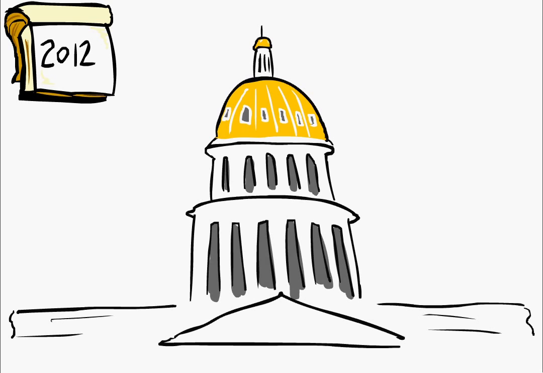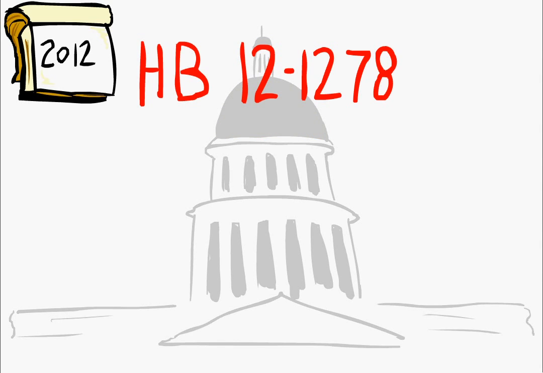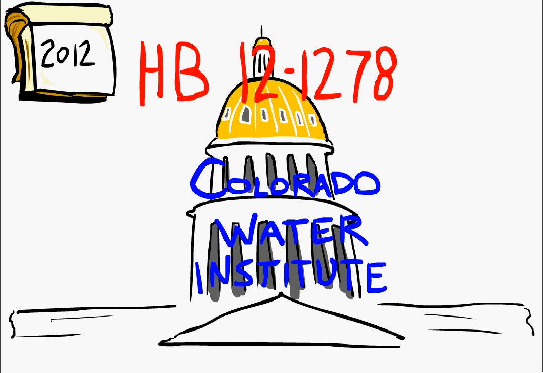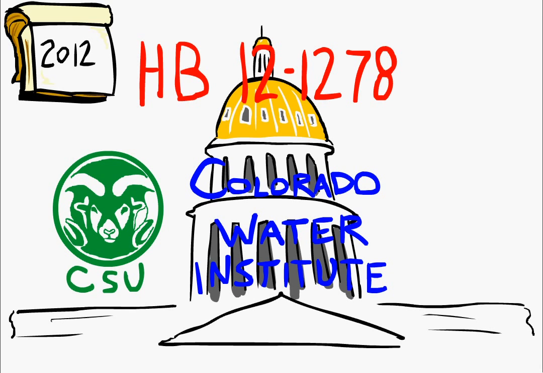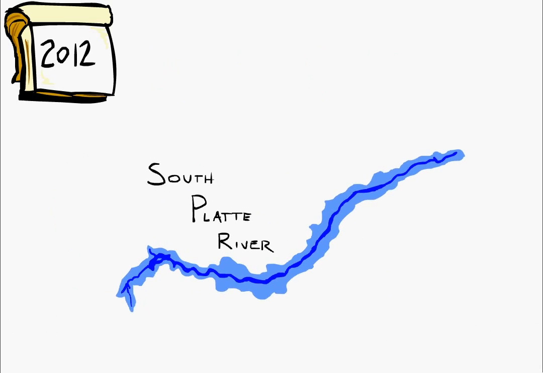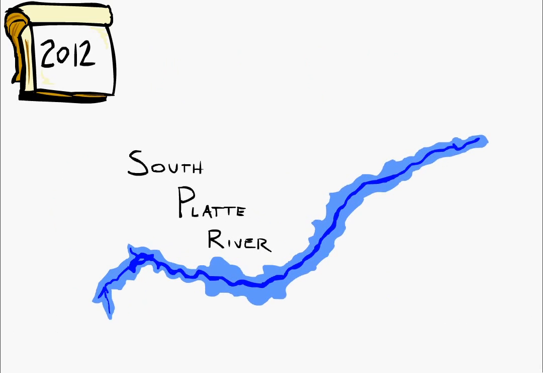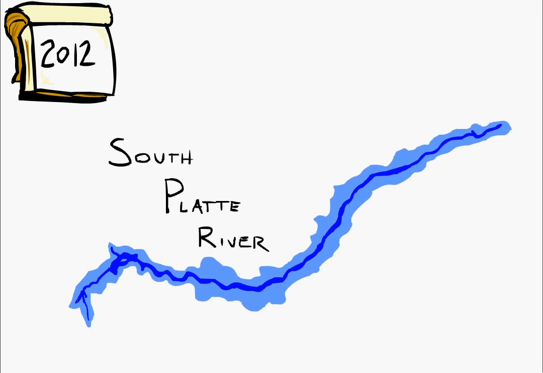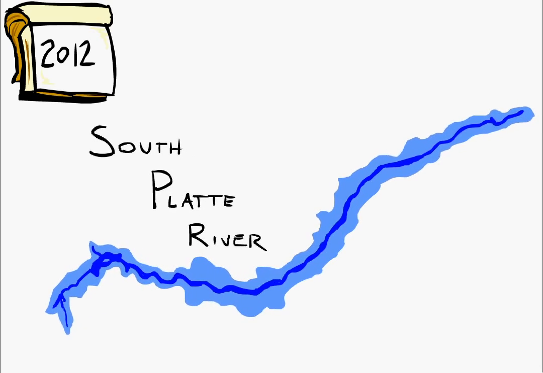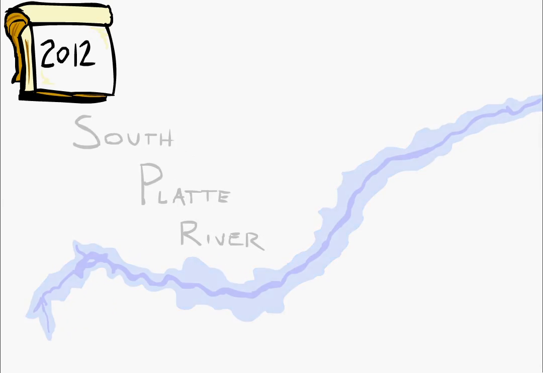2012. The state legislature approved HB 1278, funding the Colorado Water Institute at CSU to do a study of the situation. This is the most comprehensive study of the South Platte River Basin authorized by the legislature since the study that led to the 1969 act that brought wells into the prior appropriation system.